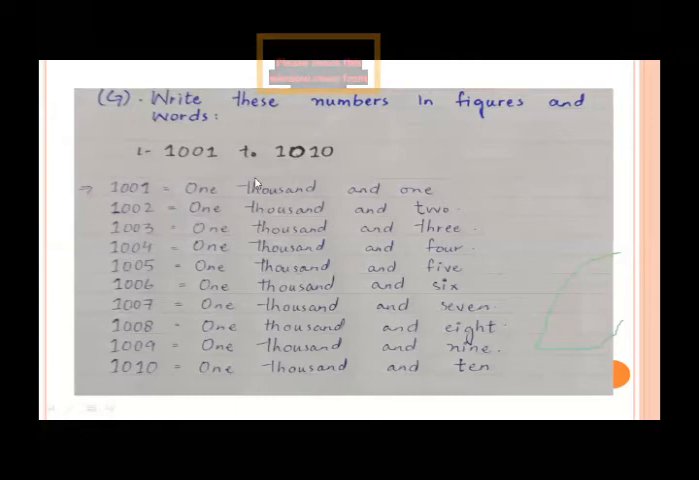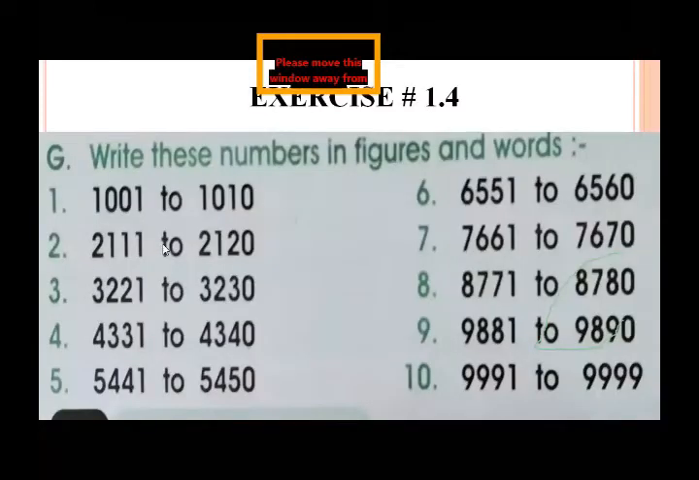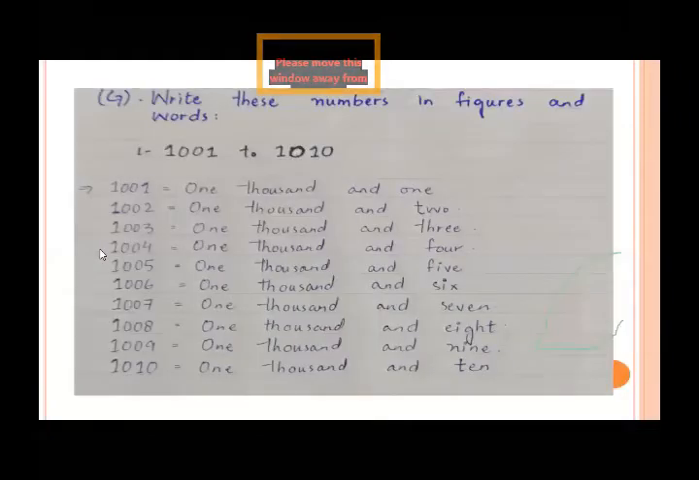So first of all, you write this series in figures. It is an easy way to write in words then, because they are asking for both, first in figures then in words. So first you will write in figures, then put the is equal to sign, then one by one write in words. In this way you will solve this part, part number 1 of exercise 1.4, page number 10 in your books. If you want to take a screenshot of part G for your guidance, take it right now.